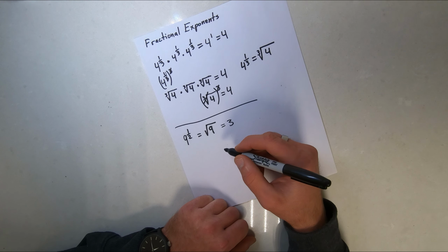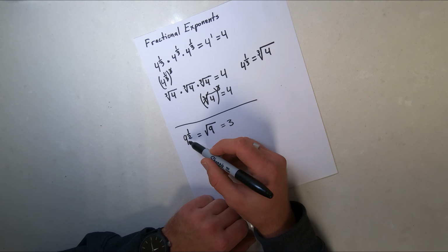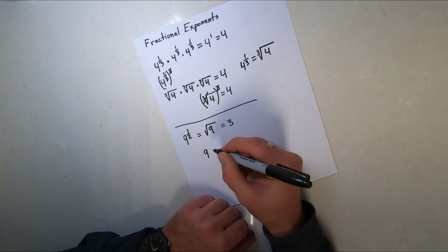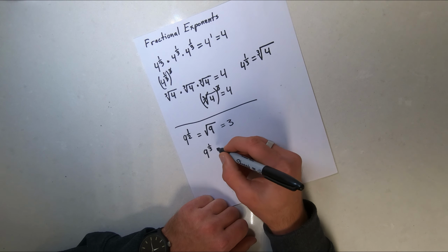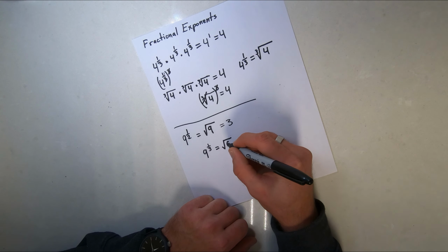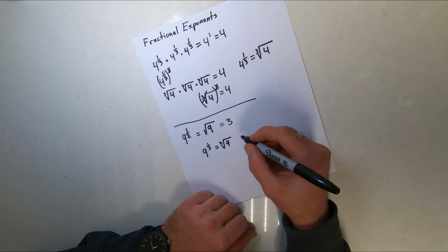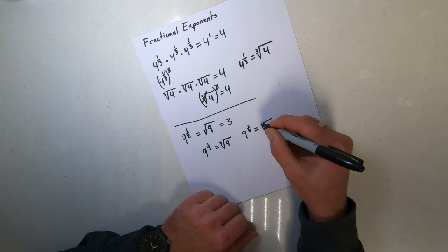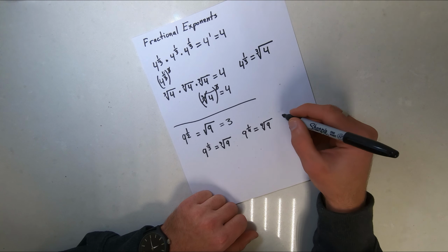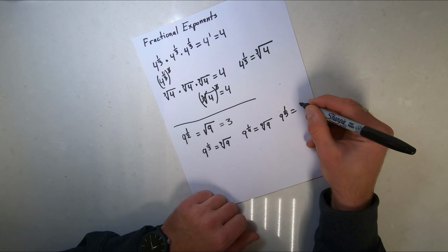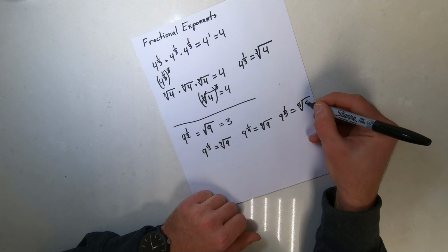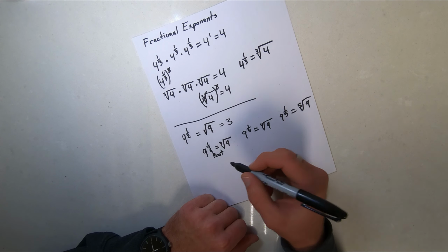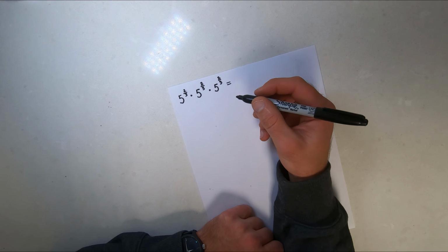So from all this, you can probably see the pattern that all a fractional exponent means is the root of that number. If we had 9 to the 1/3 power, this would mean the cube root of 9. If we had 9 to the 1/4 power, this would mean the 4th root of 9. If we had 9 to the 1/5 power, that would mean the 5th root of 9. The denominator of a fractional exponent is the root of that number. So let's work another problem.